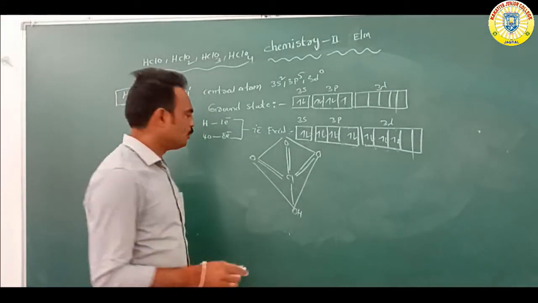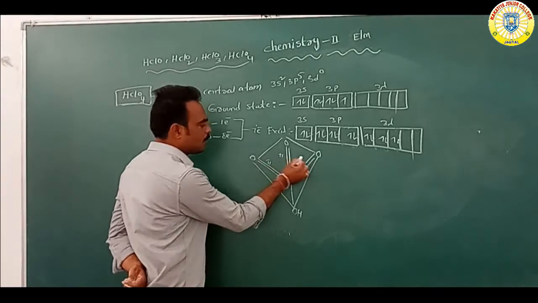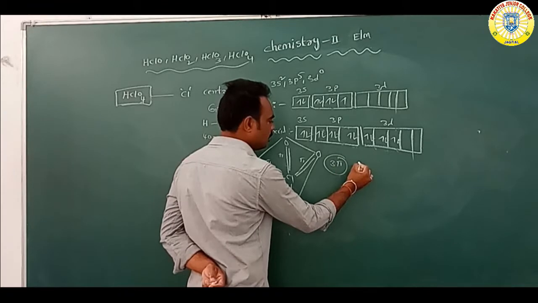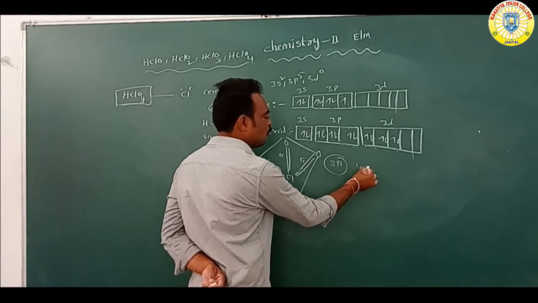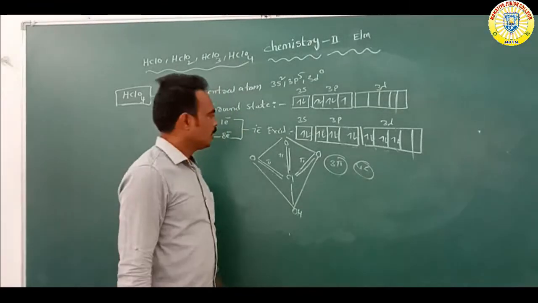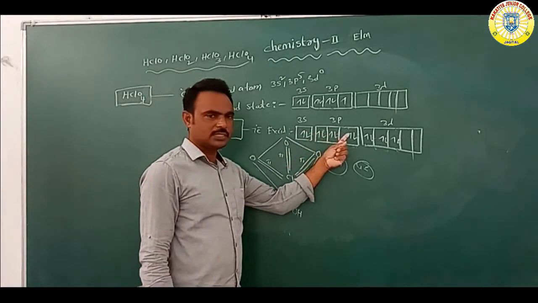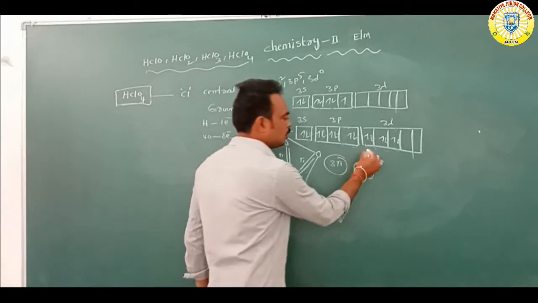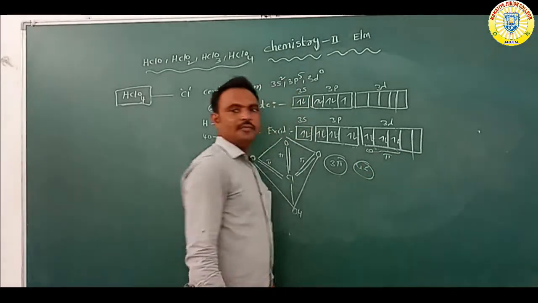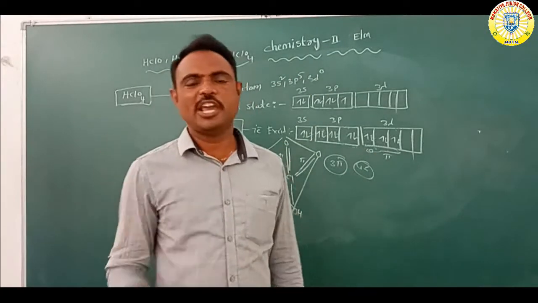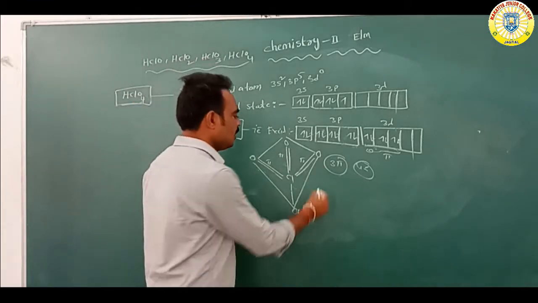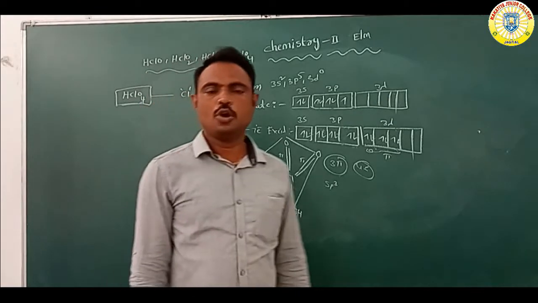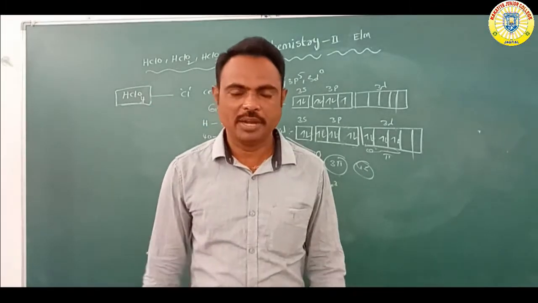In these 7 bond pairs, 1 pi bond, 1 pi bond, 1 pi bond. So overall 3 pi bonds and the remaining 4 sigma bonds. These 4 sigma bonds and these 3 pi bonds. The 3 pi bonds we do not consider in hybridization. So overall sp3 hybridization.